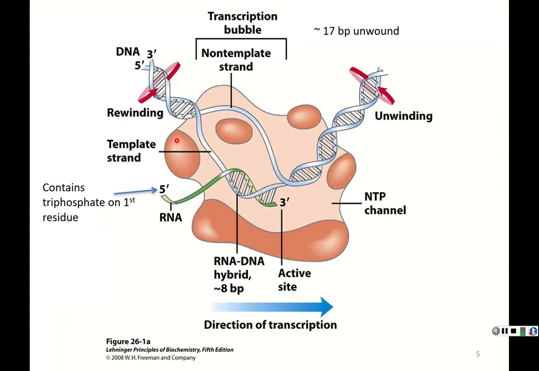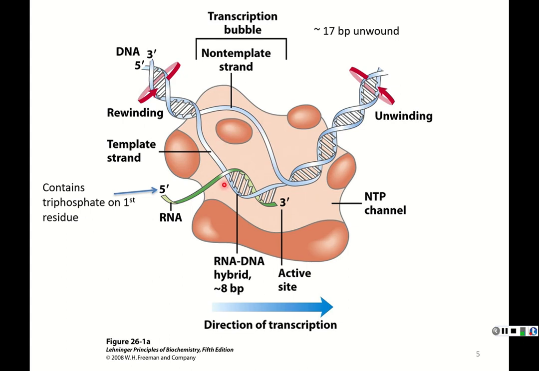Right, here we have a cartoony figure from the book of an RNA polymerase, and it's transcribing the DNA in this direction, from left to right. The active site is shown here, and at the active site you have the 3' end of the green RNA strand that we're building. We can just assume this is our messenger RNA, and we're trying to transcribe a gene that's in the DNA.